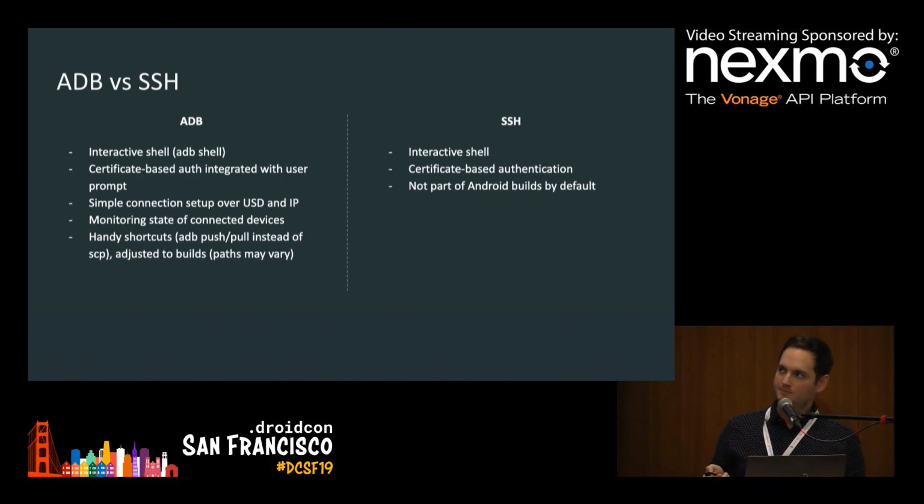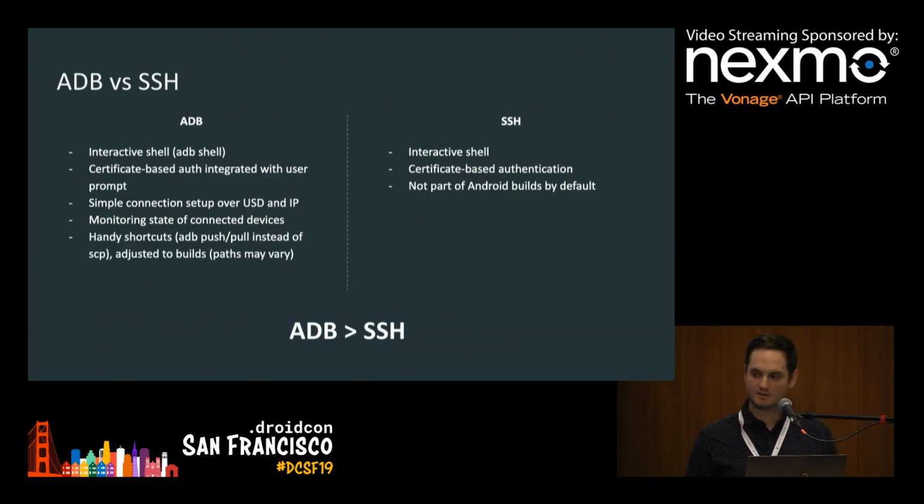For example, if we create different system images, we may set different paths for different binaries. And if we were to use SSH, we would have to guess these paths every time. But in this case, if we run adb install, ADB knows where to install our app, but SSH would not. So ADB offers us more than just SSH. And SSH is not part of Android by default. We can add it, but it's not there by default.